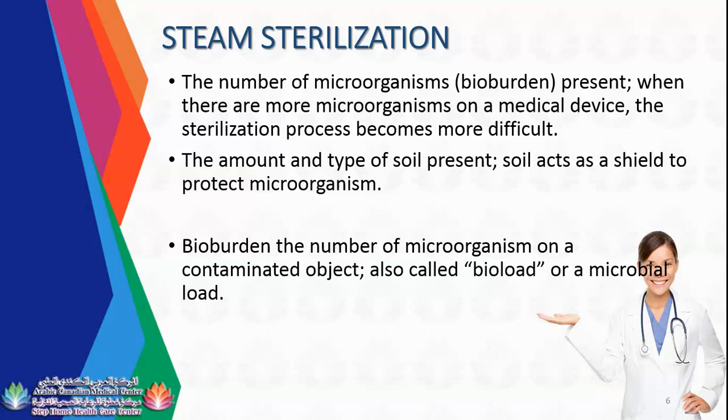So the amount and type of soil present. Soil here is not the soil on the ground. Soil means blood, saliva, other contaminants, tissues, skin, or contaminated tissues. So that's what soil means. Soil acts as a shield to protect microorganisms. Bioburden is the number of microorganisms on a contaminated object, also called bioload or microbial load.